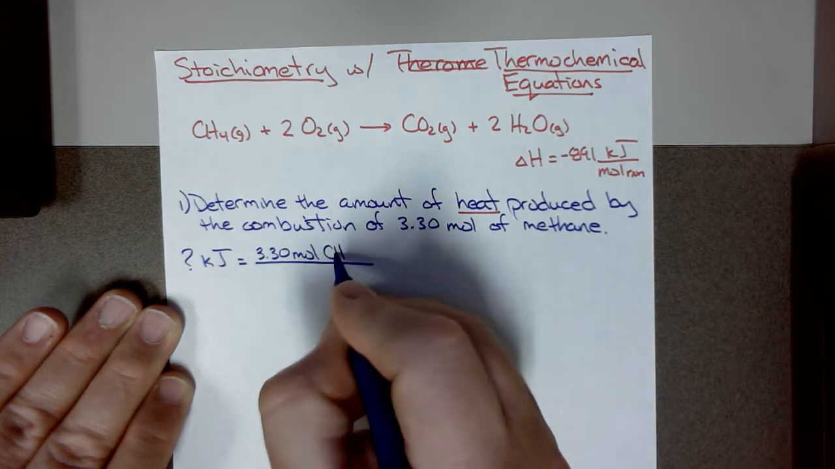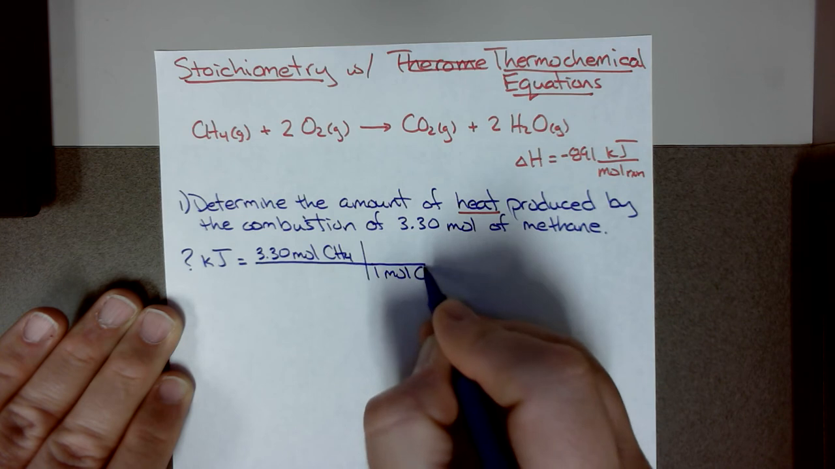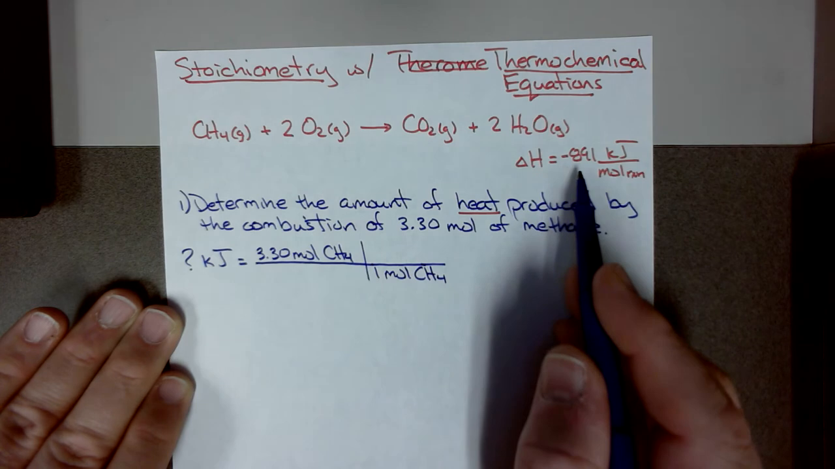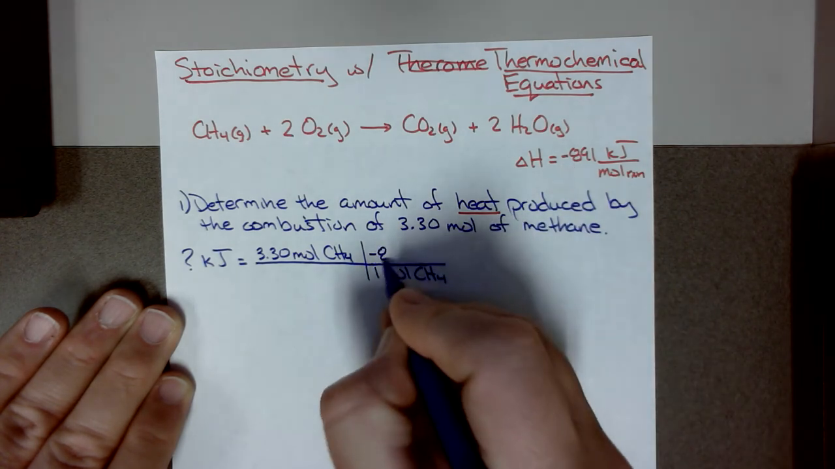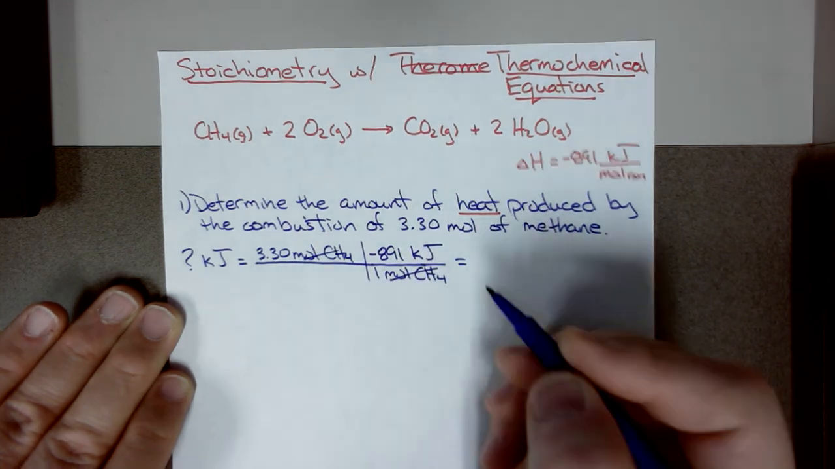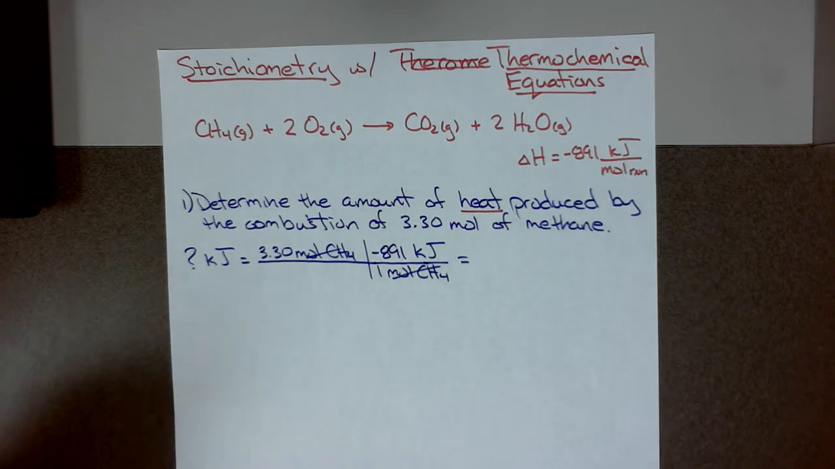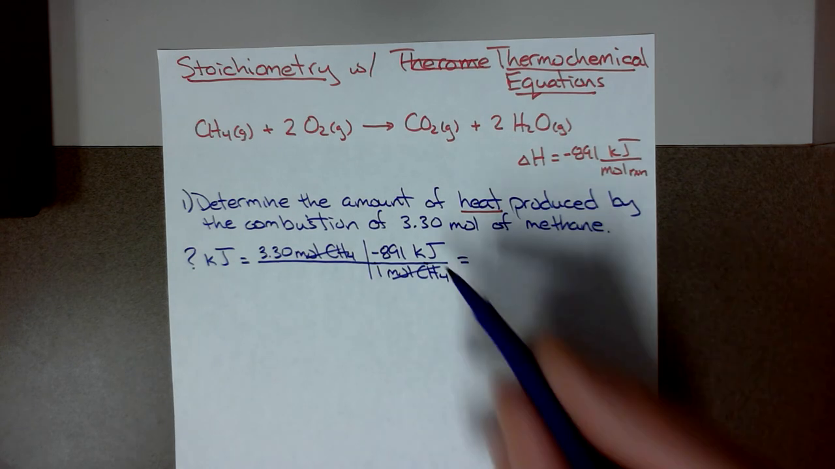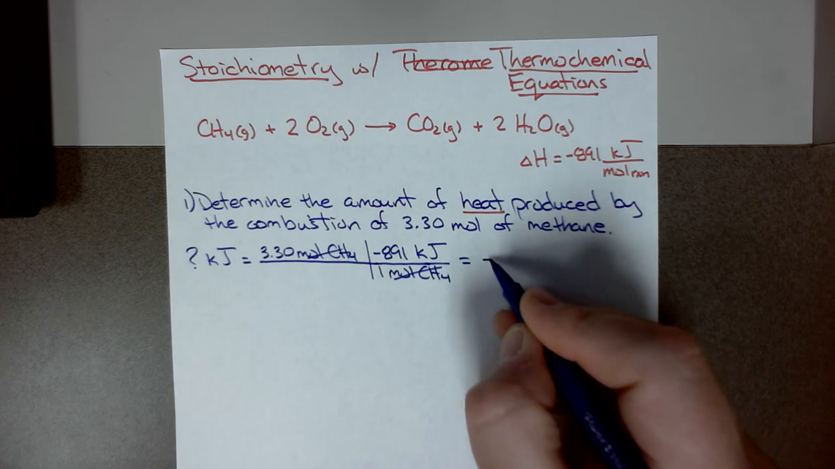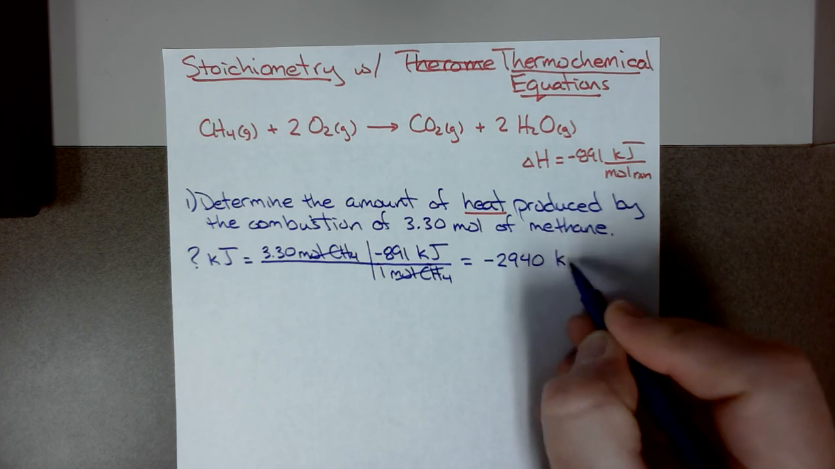So I have more methane than just the 1 mole. But we do know that for every 1 mole of methane, based on the coefficient from the reaction, 1 mole of methane will produce this much energy. So that's a negative 891 kilojoules. And that's all there is to that one, because now I have kilojoules. So that's 3.3 times 891, and we want 3 sig figs, so my answer is going to be a negative 2,940 kilojoules of energy.